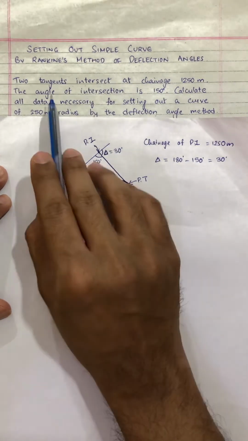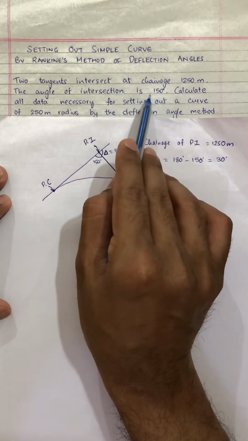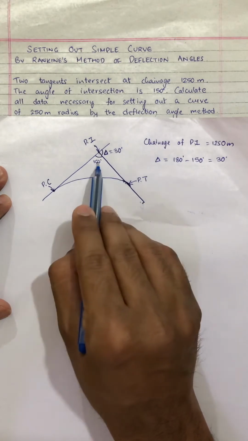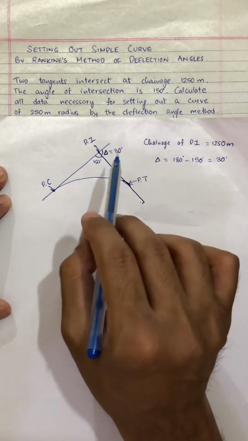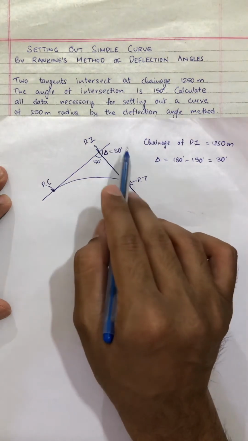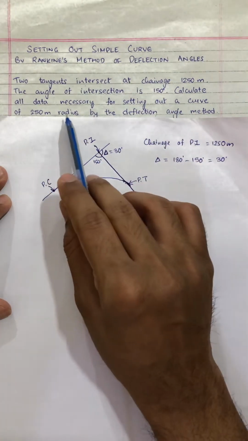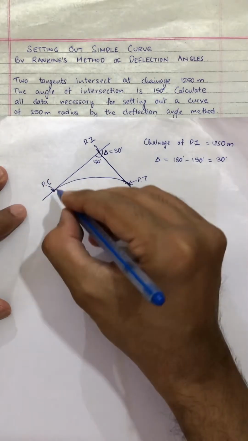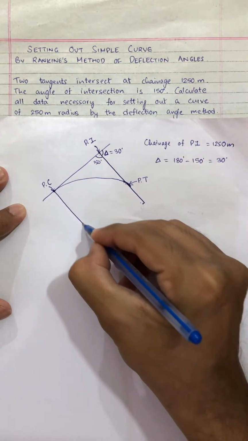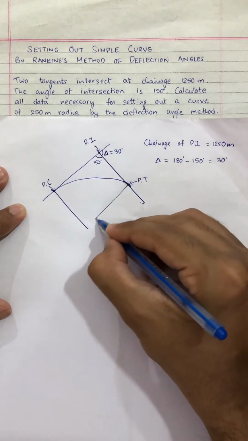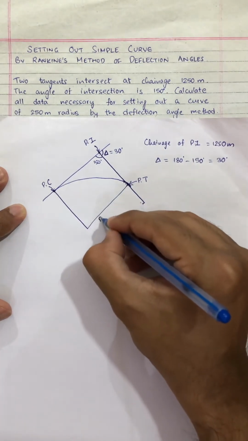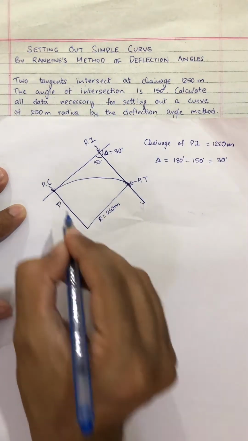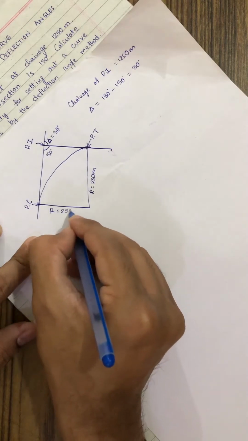This is important. If the angle of intersection is given, then you have to find the value of the external deflection angle. But if the external deflection angle is already given, then you have to take the value as it is. Calculate all necessary data for setting out a curve of 250 meter radius. So this curve has a radius R equal to 250 meters. Here also this radius is equal to 250 meters.